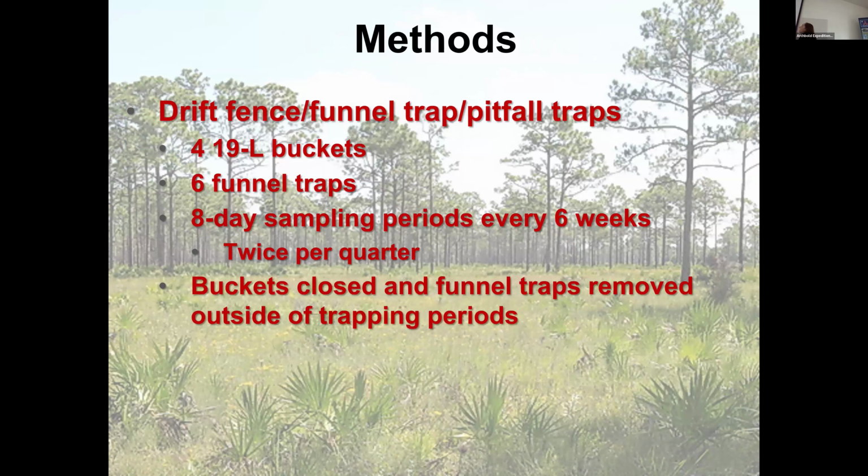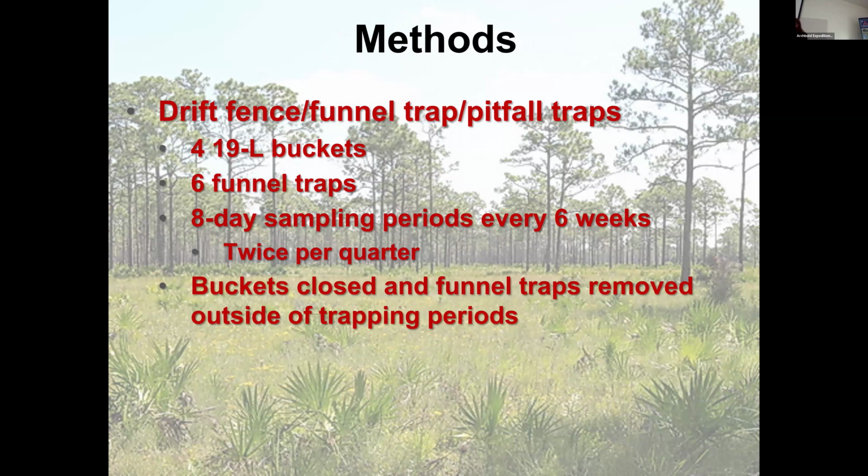So the two types of traps that I have are all drift fences, but half of them are pitfall traps. They have buckets in the center and at the ends of the 3 arms. Additionally, they have funnel traps, so that's a total of 4 19-liter buckets and 6 funnel traps. I sample for 8 days, twice each quarter, so every 6 weeks. 8 days the traps are open.